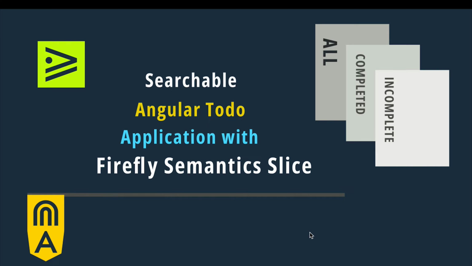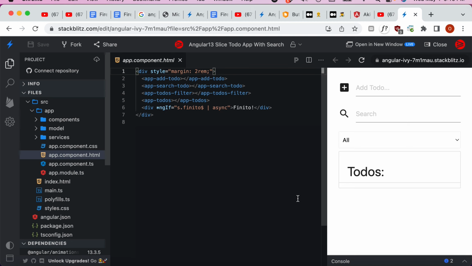In the first YouTube video on this channel, we built the Angular to-do application with Firefly Semantics Slice. Now we're going to add search to it. So here's our final product, and we'll go ahead and add a few to-dos. First to-do, second to-do, like that. And if we search "first", we see that our result list gets filtered. And so this is what we're going to be building.